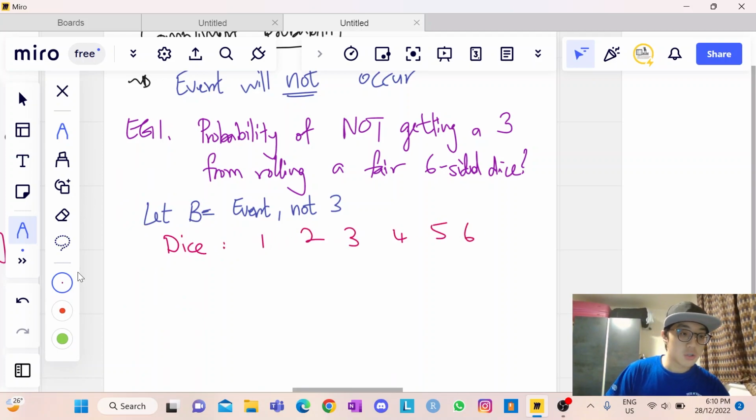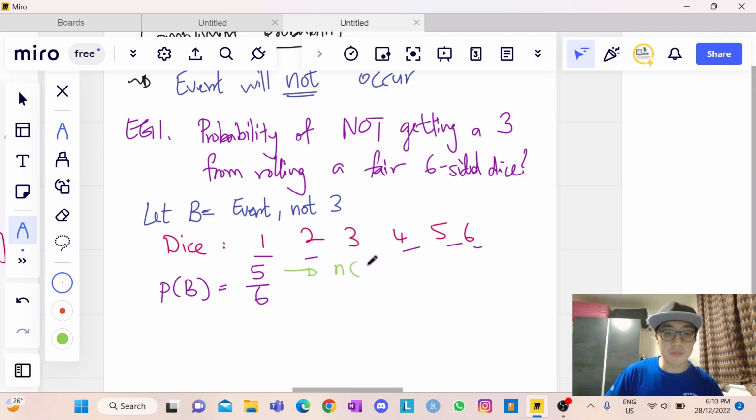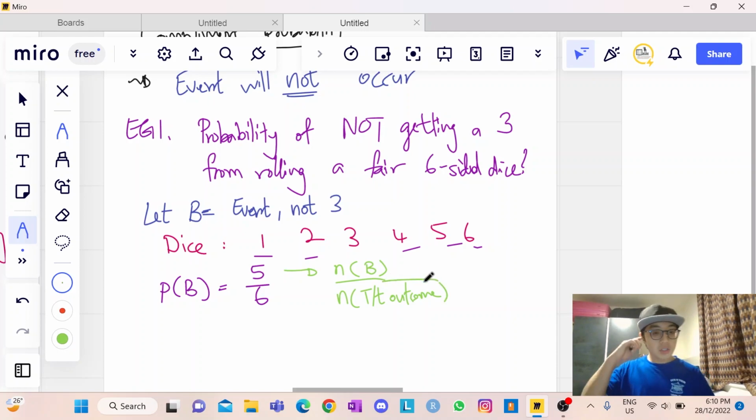So in this event B, when you want to get a number which is not 3, you can get 1, 2, 4, 5, 6, which means the probability of B is equal to 5 out of 6. All right, so the 5 here is the number of times you will get B, and the 6 is the number of the total outcomes. So this is how you can get the probability of B.